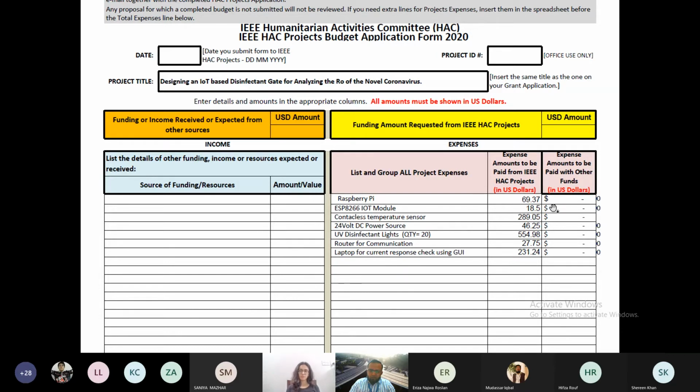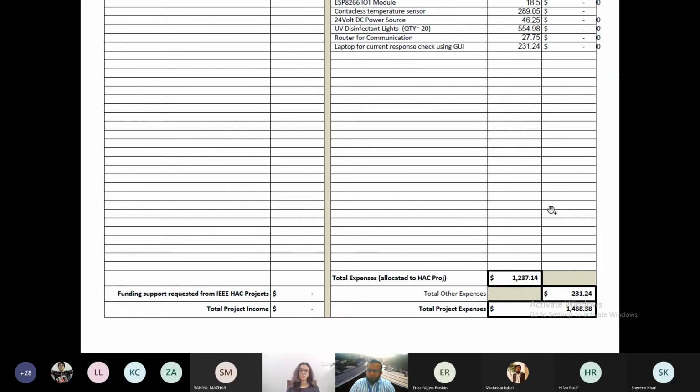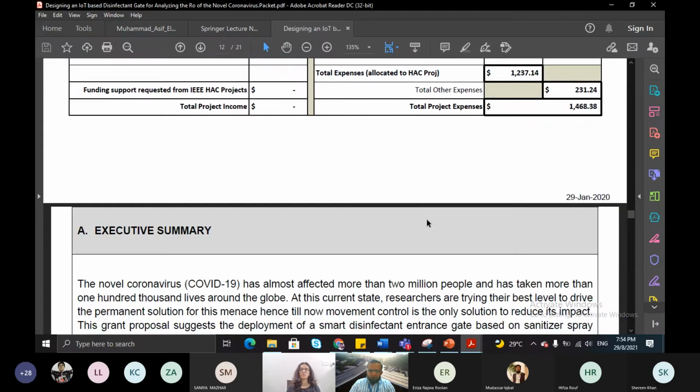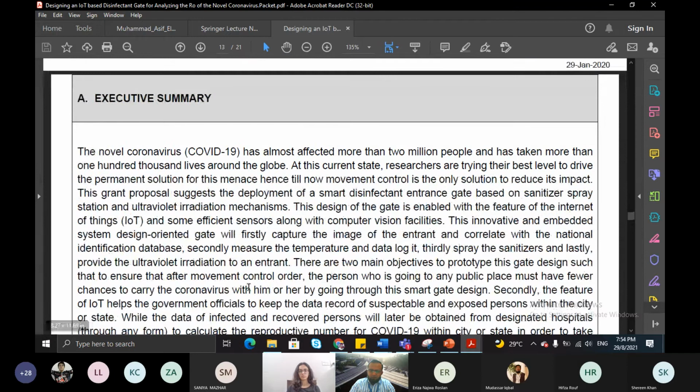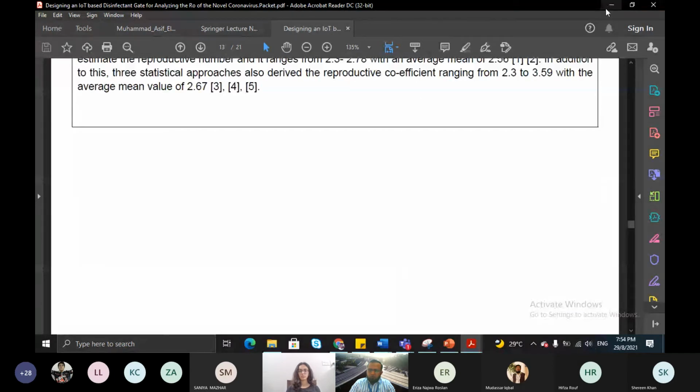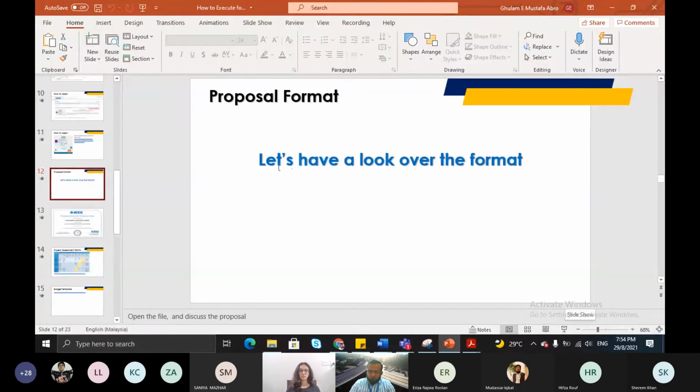So I mentioned the entire things over here, and you can see the total budget is 1237.14 US dollars, and then I added miscellaneous 231.24. Together it was 1468.38, and it was like 8,000 ringgits actually, Malaysian ringgits I got. So this is the thing, and then later on this is my Word format proposal actually. So this was all about the format of the grant. The entire thing that I have shown you, I will provide also.